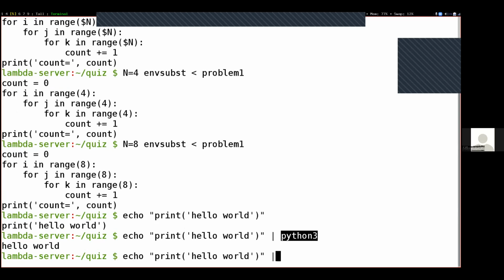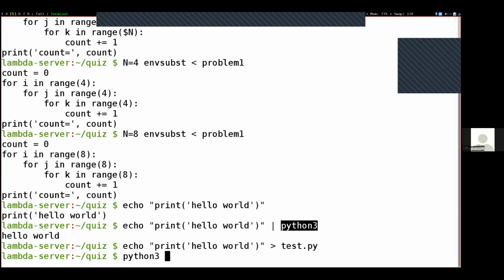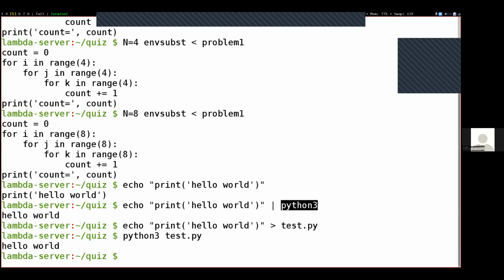The pipe is equivalent to things that we've seen before, using the greater than sign to write to test.py, and then running python3 test.py. What we're going to do is combine these two things together to make it really easy to try out different values of our n variable on our Python code.